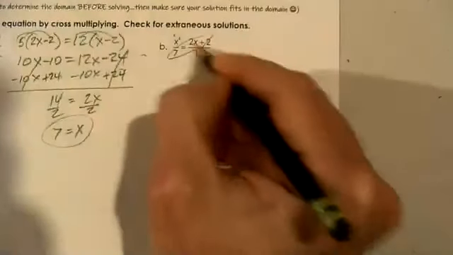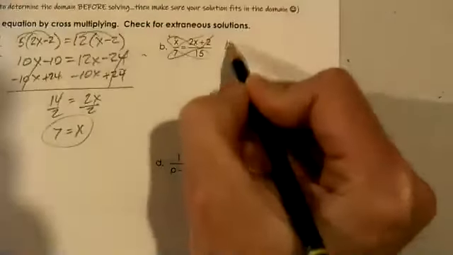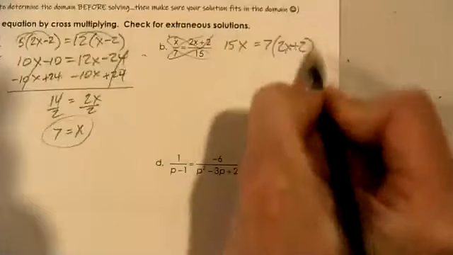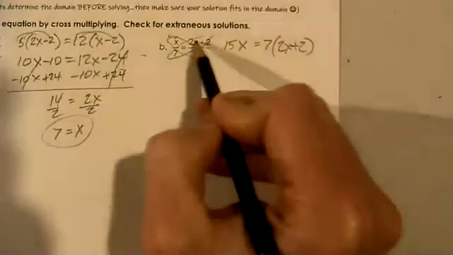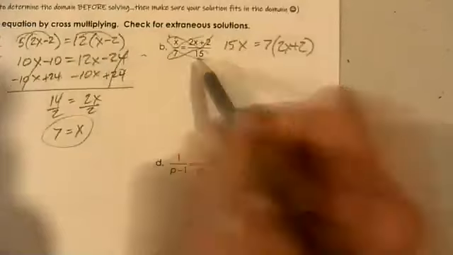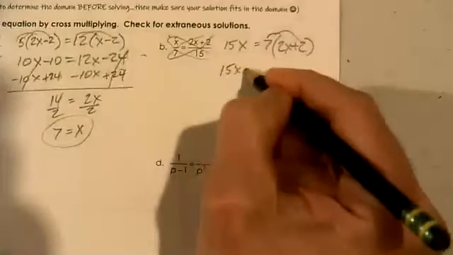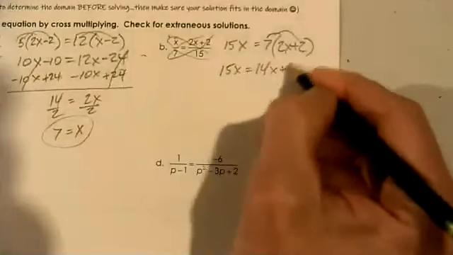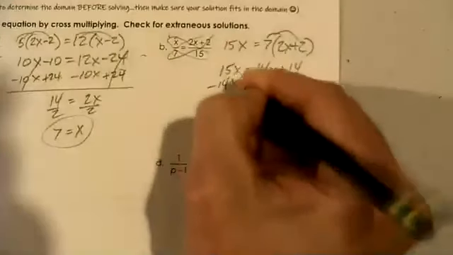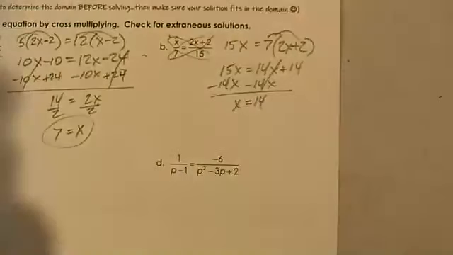Again, we'd cross multiply. That gives us 15 times x and 7 times 2x plus 2. You could factor out the 2 first, but it's not going to help you reduce anything. So then we distribute. We group our like terms together. We got x equals 14.